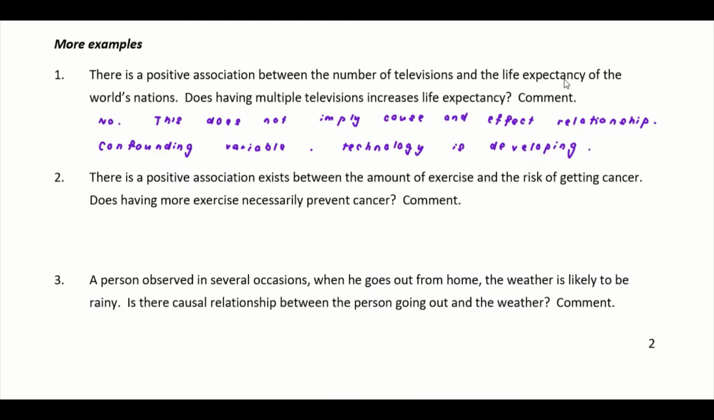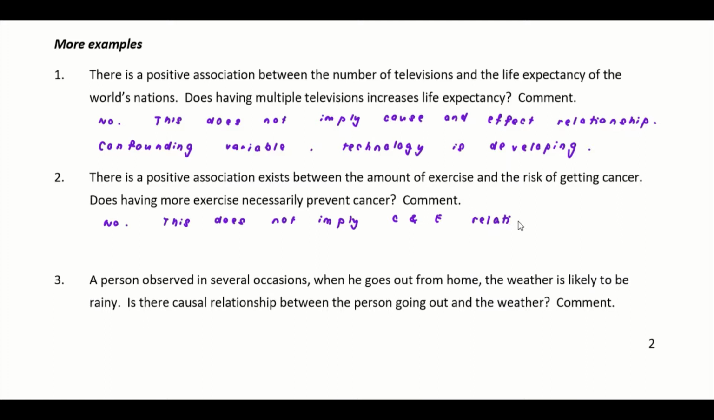Okay, so number two. When we say that there is a positive association between the amount of exercise and the risk of getting cancer, do we say that having more exercise actually prevents cancer? Yeah, so we know that this might be one of the variables, right? So that's why we can say that it is no, because we know that there can be a lot of other factors that affect whether someone has cancer or not, right? So yeah, you can just write the same thing. I'm just going to write cause and effect relationship.